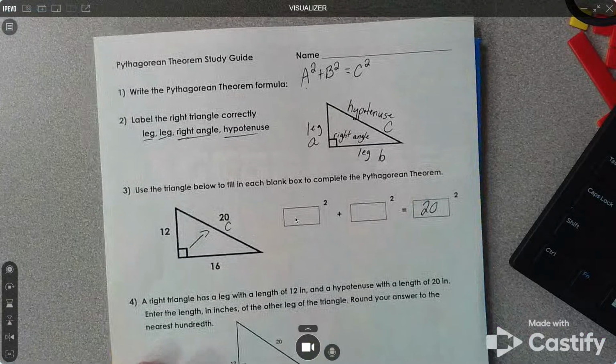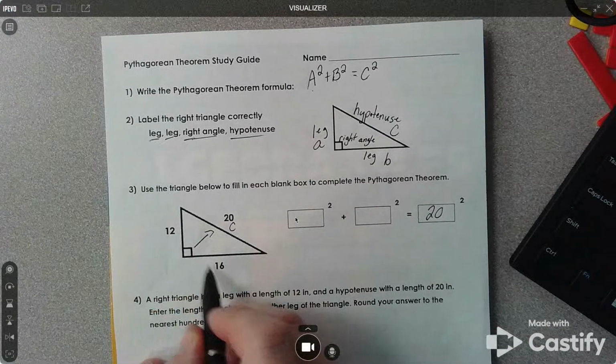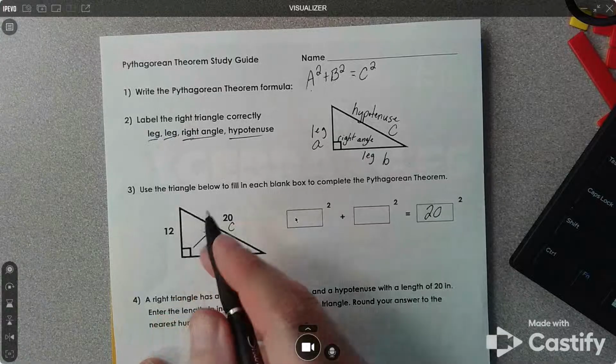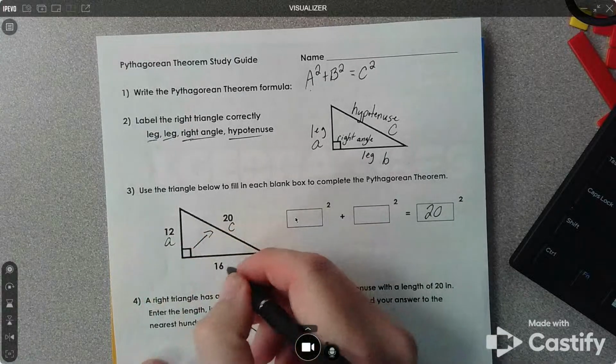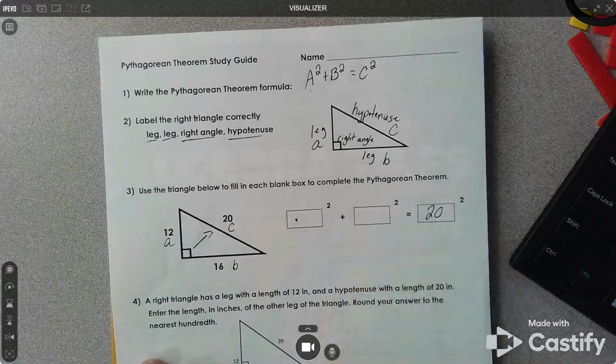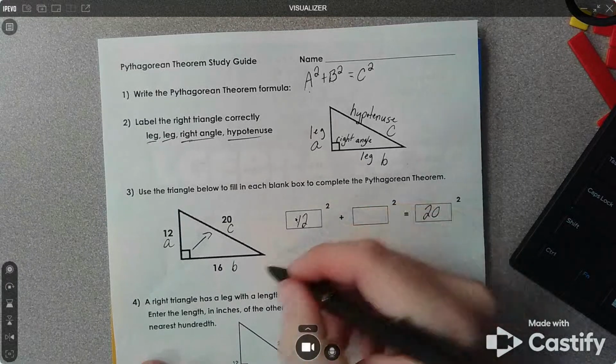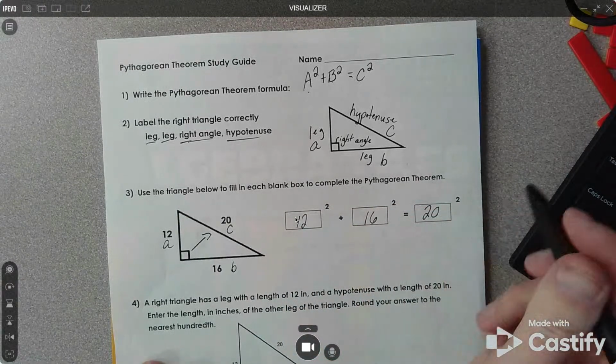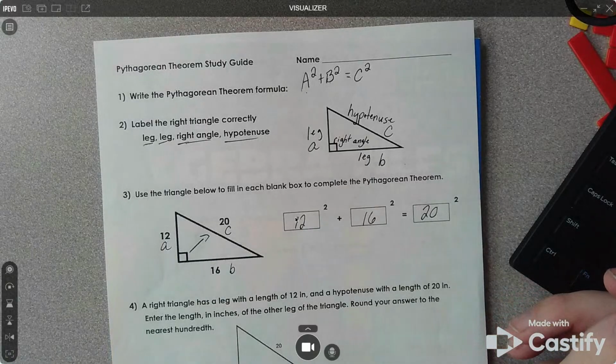That means that these need to be sides A and B. So for this right here, I'm going to call this side A and this side B. So I'm going to put 12 squared and then 16 squared down here to equal 20 squared.